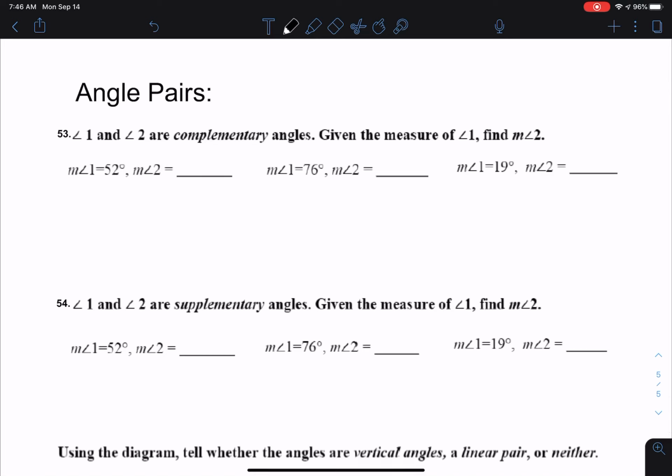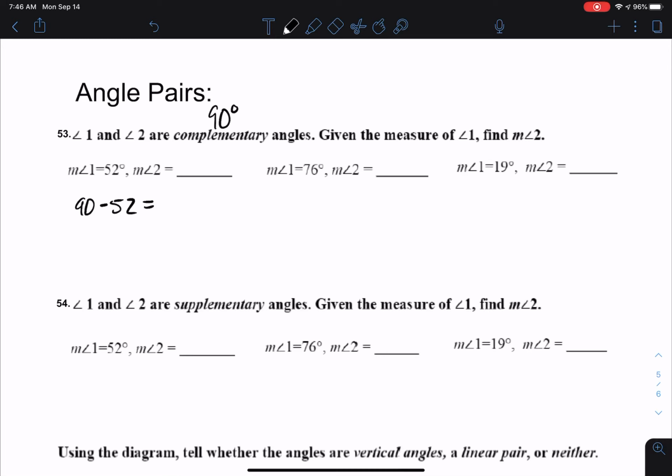All right, angle 1 and angle 2 are complementary angles. Given the measure of angle 1, find the measure of angle 2. Complementary means 90 degrees. That means the two angles added together equal 90 degrees. So if I give you a measure of angle 1 and I want you to find the measure of angle 2, all you have to do is take 90 degrees and subtract your angle, and you're done.